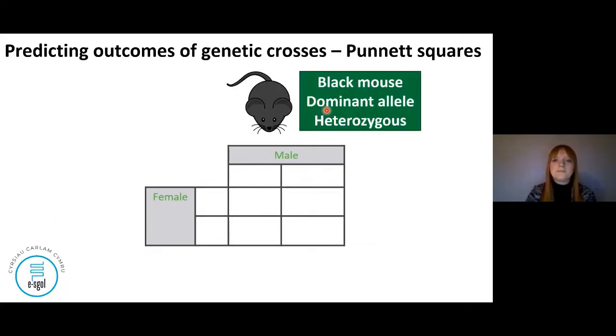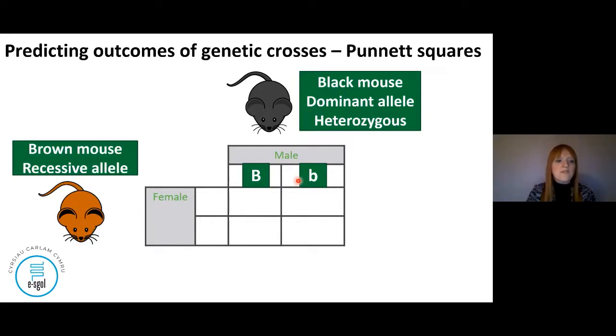Look at the next one. Okay. So this time we're going to cross a heterozygous black mouse. Hetero meaning different, meaning that he has inherited 1 dominant allele and 1 recessive allele. So 50% of his sperm are going to contain the dominant allele, the other half are going to contain the recessive allele.